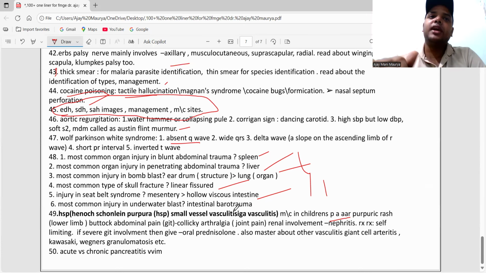When to give steroids? When it involves the GIT. That's it. Please also master all the other vasculitis. Mostly they ask about HSP, Kawasaki disease, and giant cell arteritis.